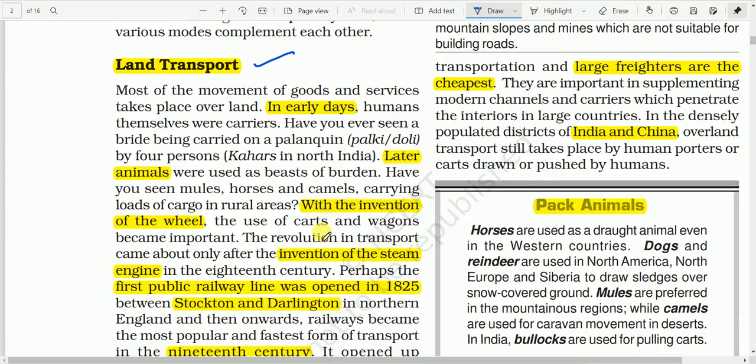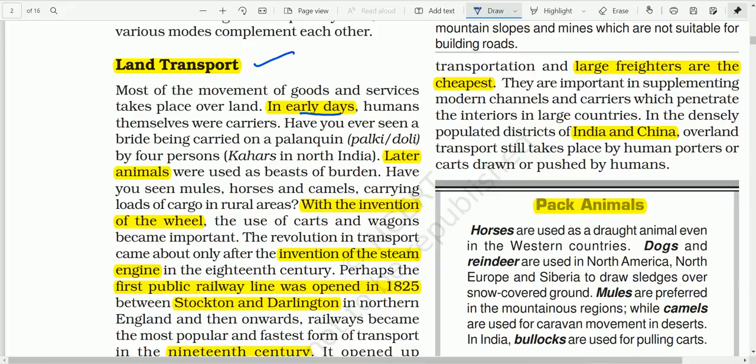Let us read. Most movement of goods and services takes place over land. In early days, humans themselves were carriers. Have you ever seen a bride being carried on a palanquin, also known as palki or dholi, by four persons in North India? Here in Manipur also, brides were carried using palanquins.